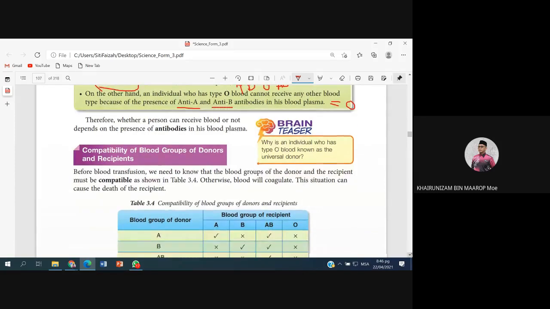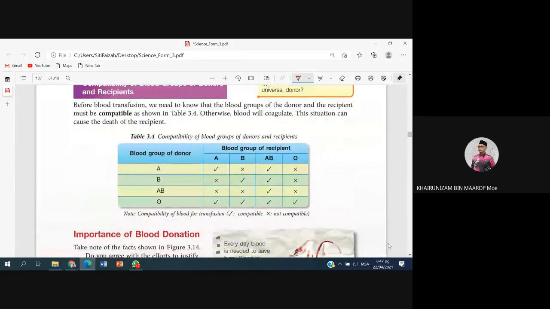You can look at the table here. This is the blood group donor. Let's say this is you. You are type A blood. Kamu derma darah. Yang boleh terima darah A adalah A sahaja dan AB.